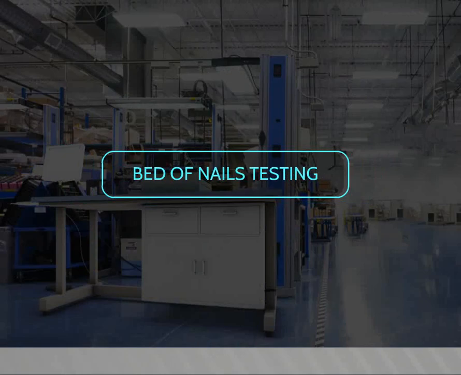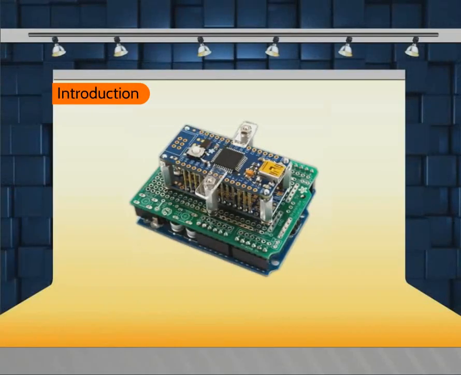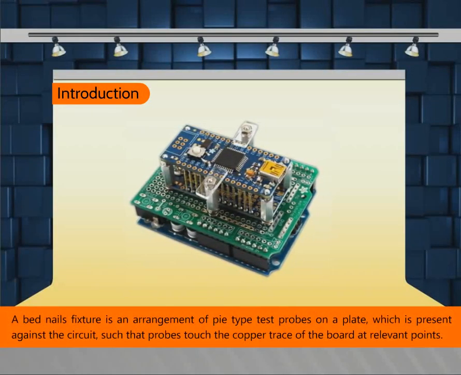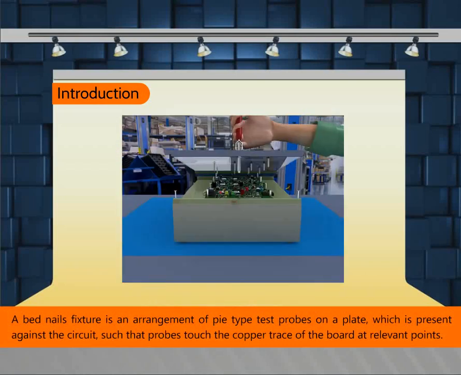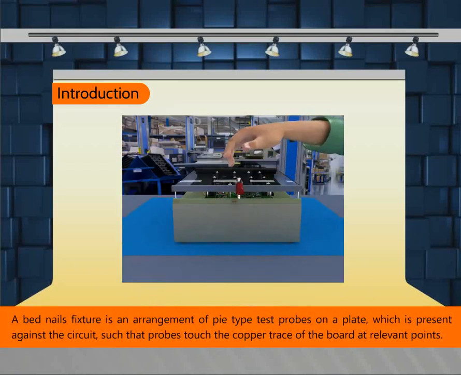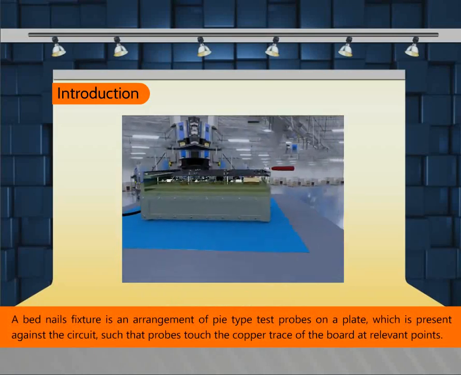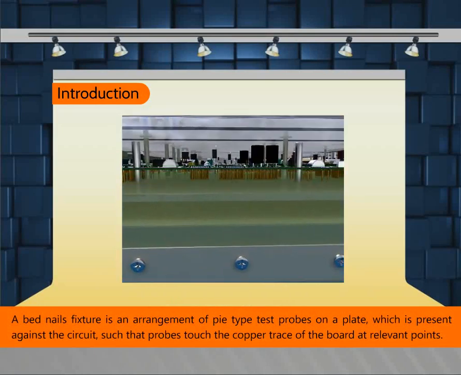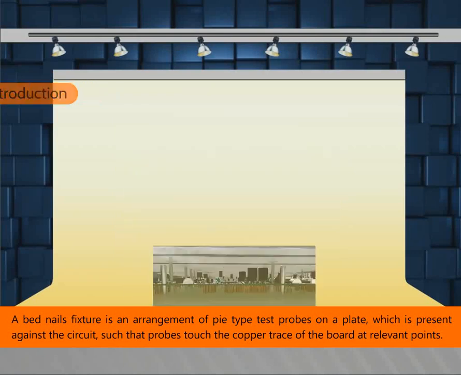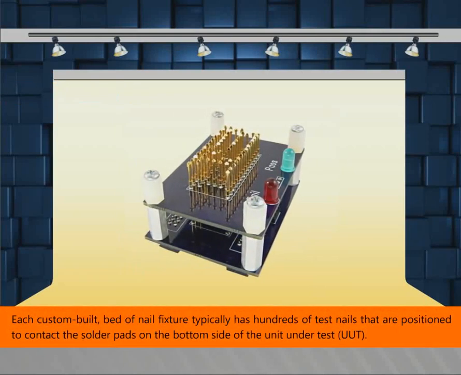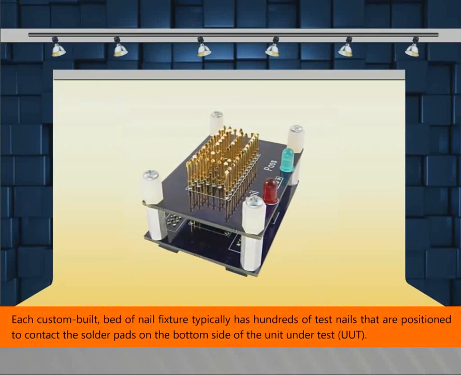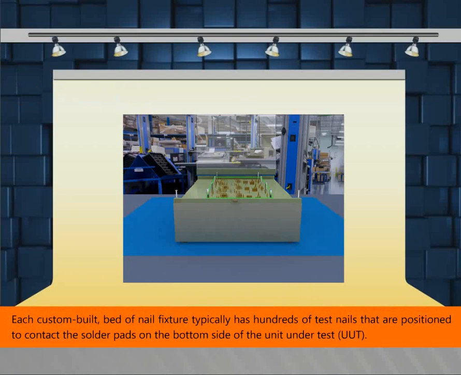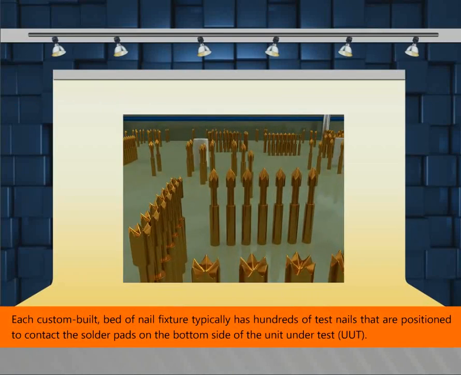Bed of nails testing. Introduction. A bed of nails fixture is an arrangement of pin-type test probes on a plate which is pressed against the circuit such that probes touch the copper trace of the board at relevant points. Each custom-built bed of nails fixture typically has hundreds of test nails that are positioned to contact the solder pads on the bottom side of the unit under test, that is UUT.